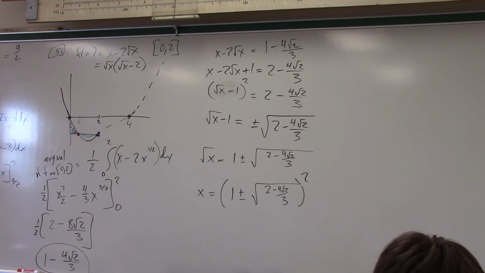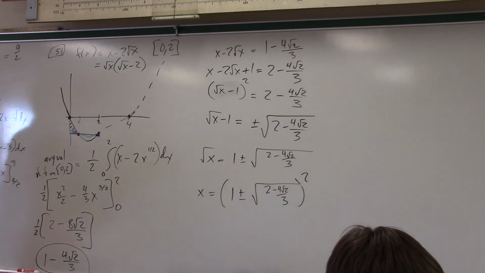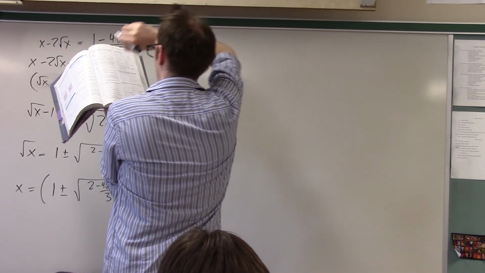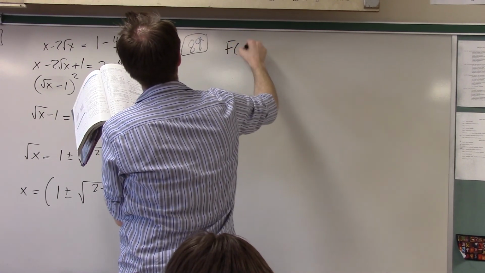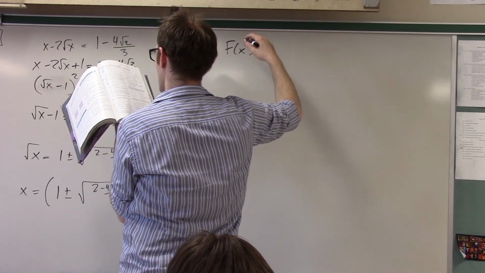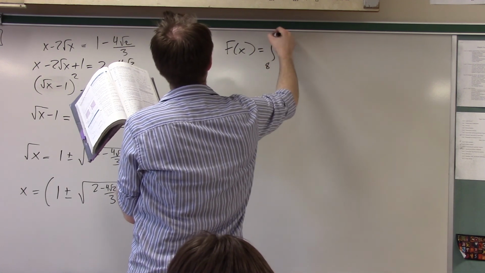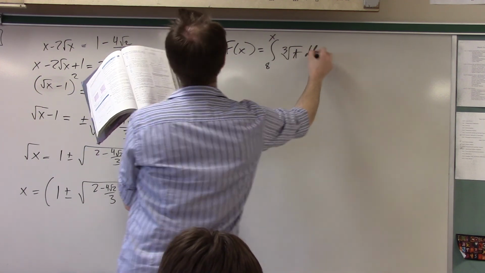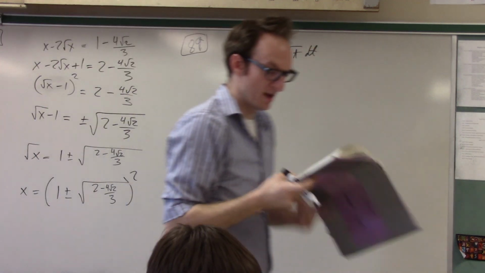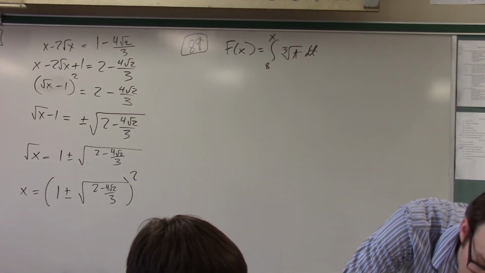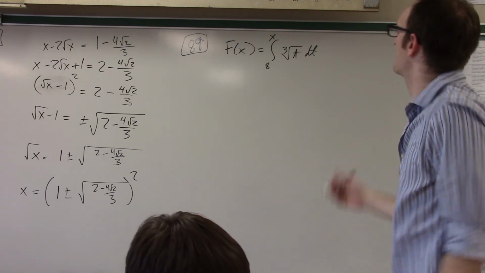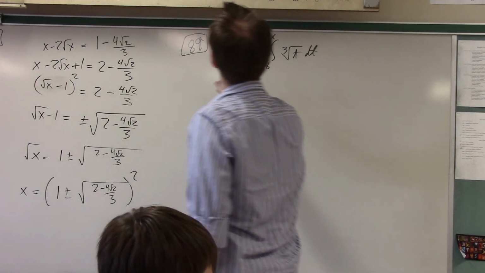Let's do 89, and what is 89? Oh, this is a weird problem. It's kind of silly. 89 says they define some big function f to be the integral from 8 to x of the cube root of t dt. And now what they want you to do is first integrate the function and then differentiate, just because we can, or we might feel like doing that.